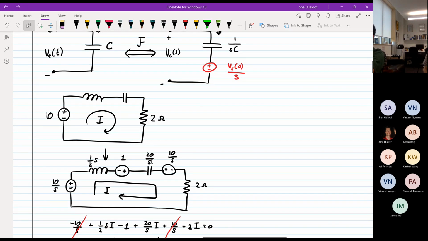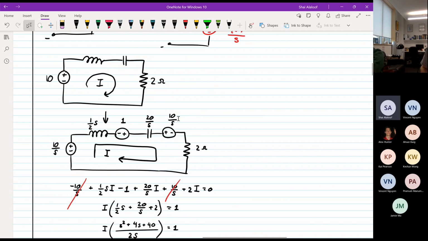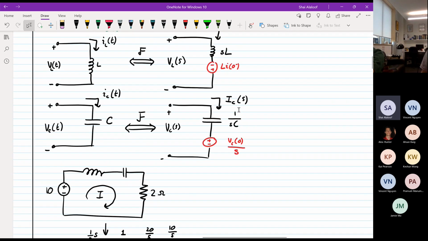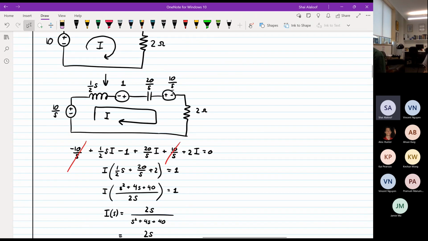Then we've got 20 on S. If you do 1 on SC, I think C was a 20th, like 0.05 or something. So 20 on S. And you see the voltage source has the opposite polarity because it is that way on the diagram. So do pay attention, because it can catch you off and lead to really annoying mistakes. The voltage across the capacitor was 10 volts we settled on, so it'll be 10 on S. Essentially these two voltage sources are going to cancel each other out. And then you've got a 2 ohm resistor.